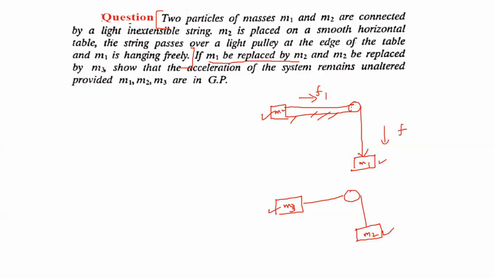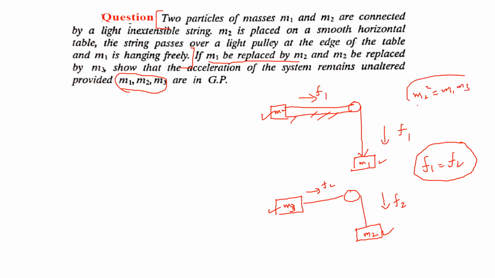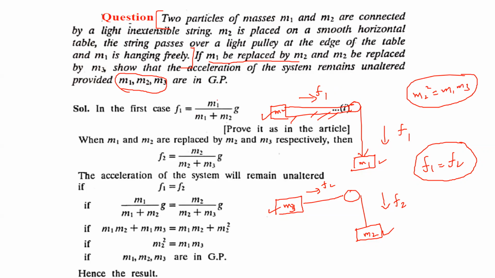So the acceleration in the first case, let us suppose, is f1, and the acceleration in the second is f2, and we have to prove the acceleration is unaltered, that is f1 is equal to f2, provided m1, m2, m3 are in GP. This is given to us. That means we can use the condition m2 squared is equal to m1 into m3. This condition is also given, and we have to prove that the acceleration of both the systems is equal.